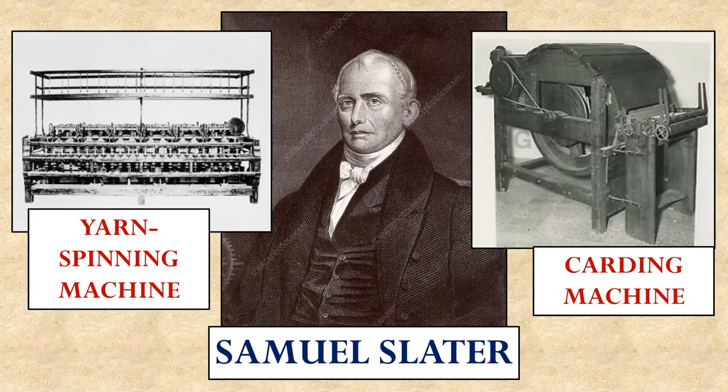Among the people that did this was a man named Samuel Slater. Samuel Slater was an immigrant to America. He had worked in the factories in England. He had seen how the machines worked. And so when he came to America, he built similar machines and even improved upon them. A couple of these are the yarn spinning machine and the carding machine, which are both used in the production of cloth for clothing. Samuel Slater developed these for the American industrial system and became an important figure in the industrialization of America.